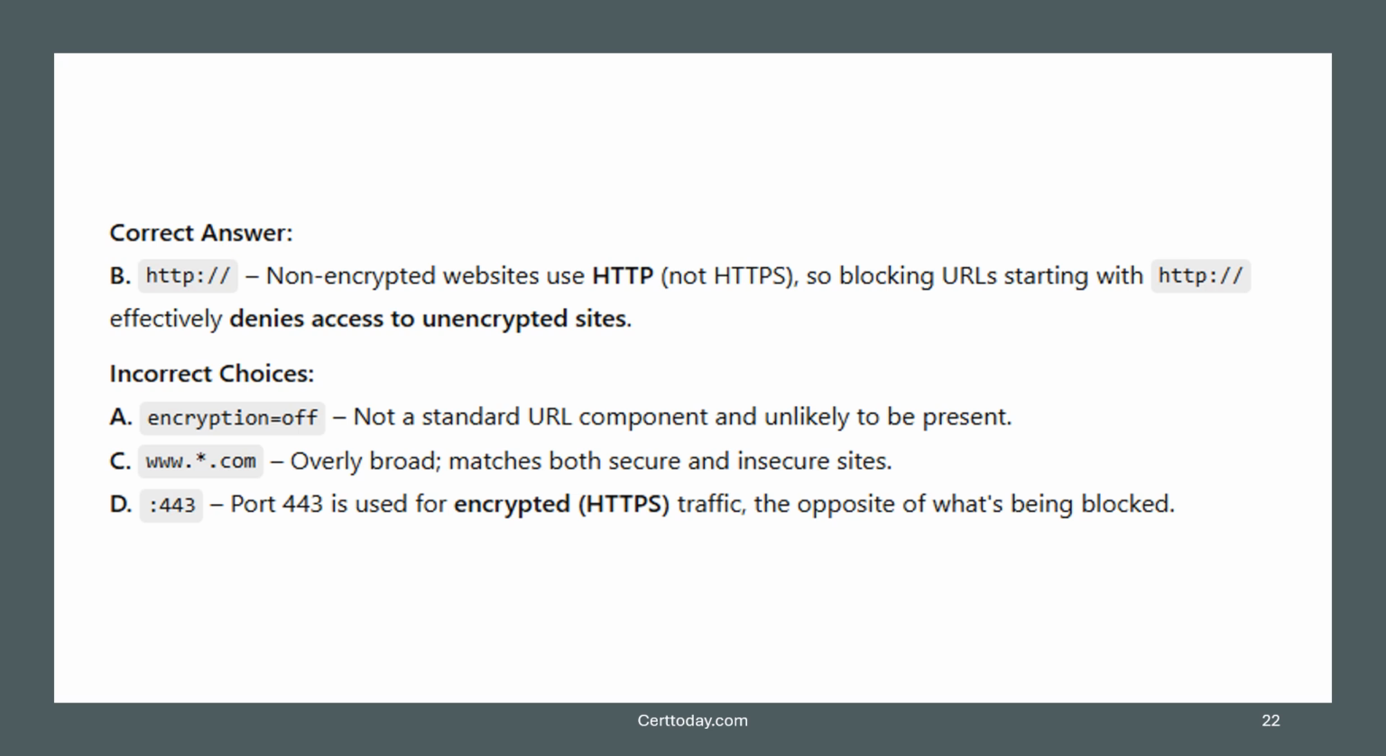A is incorrect because encryption equals off is not a standard URL component and unlikely to be present. C, www.*.com, is overly broad and it matches both secure and insecure sites. And D, colon 443, is port 443 and is used for encrypted or HTTPS traffic, which is the opposite of what's being blocked here.